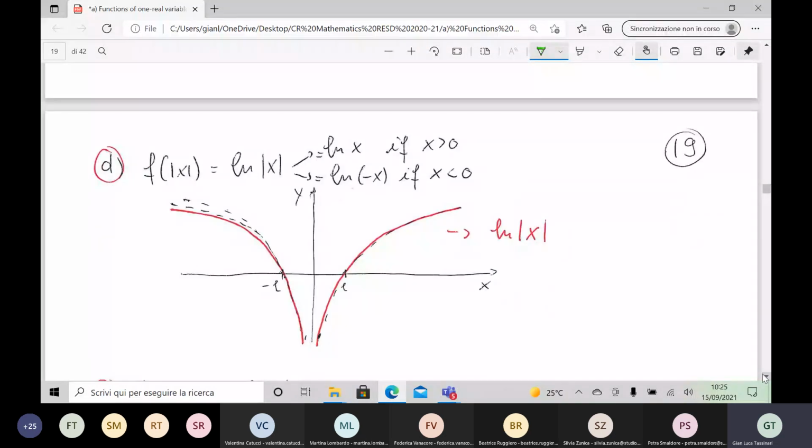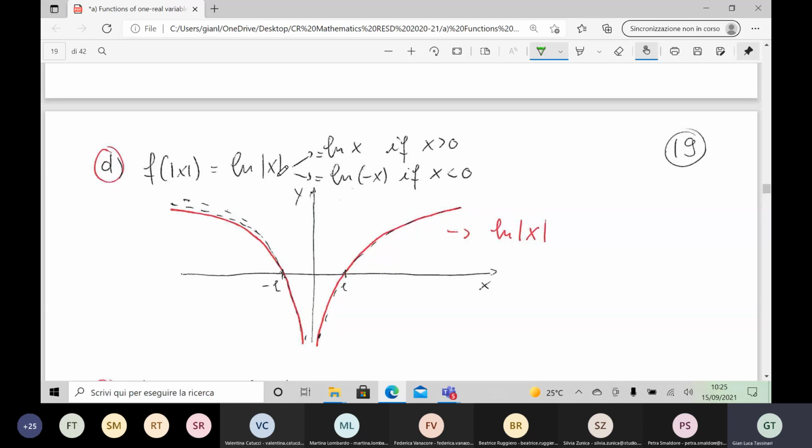Now I want you to plot the graph of f of absolute value of x. So in this case it is ln of absolute value of x. Remember to apply the definition of absolute value. If x is greater or equal than 0, then the absolute value of x is equal to x.